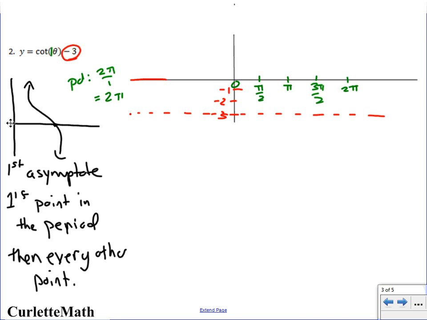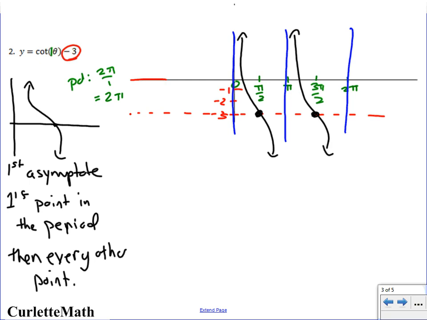Now remember, our vertical asymptotes happen at this first notch, our first point, then every other point after that. To make our graph, we take the points that are left over, place those on our midline, and draw in the shape of the cotangent.